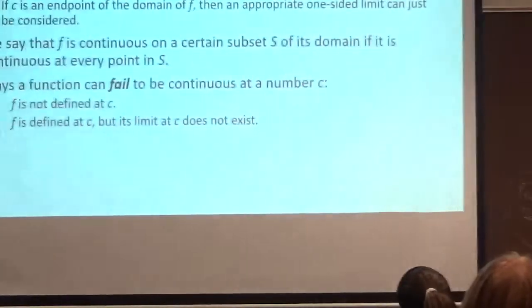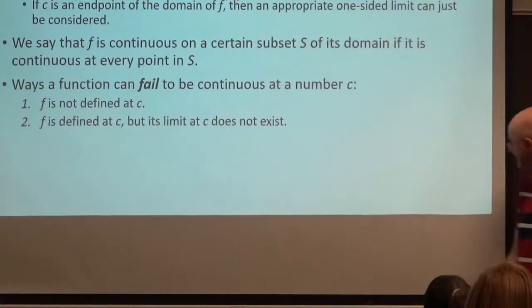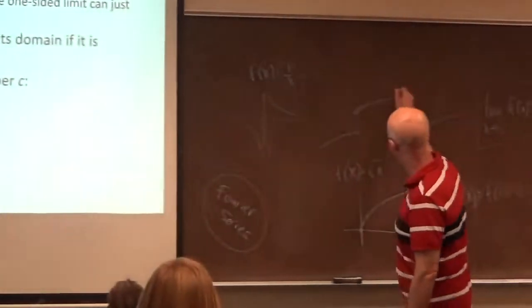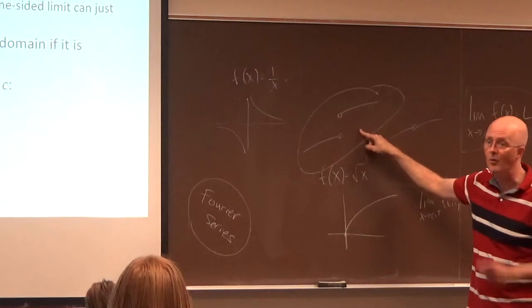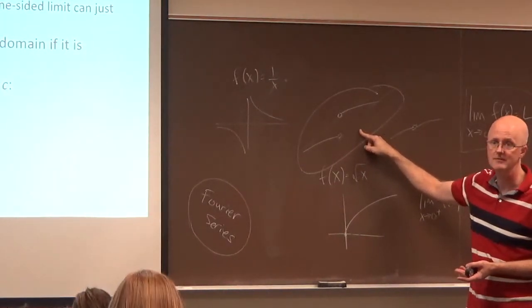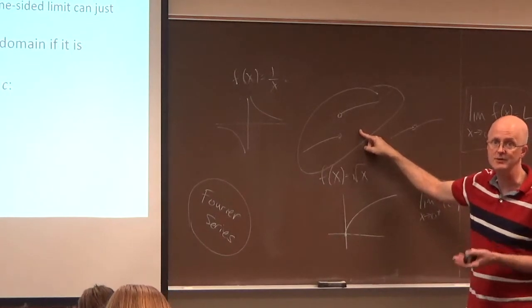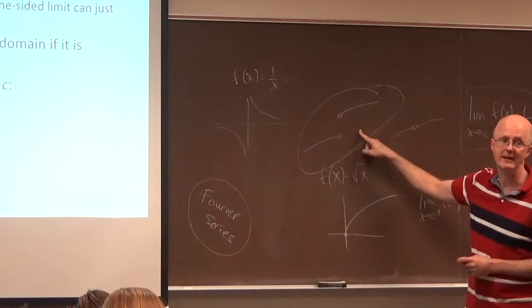A second way a function can fail to be continuous at c is if it's defined at c, but the limit at c does not exist. Jump discontinuities are like that. The one-sided limits exist, but they're not equal to each other. So the two-sided limit does not exist. The two-sided limit has to equal both one-sided limits. They have to equal each other for the two-sided limit to exist.